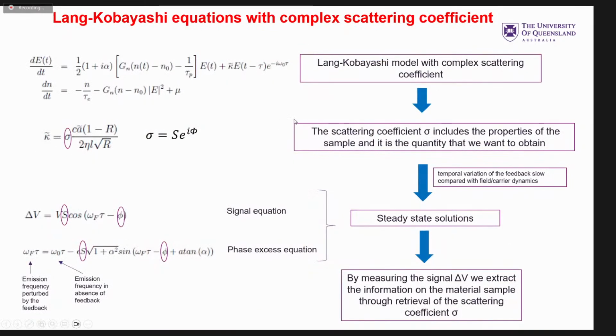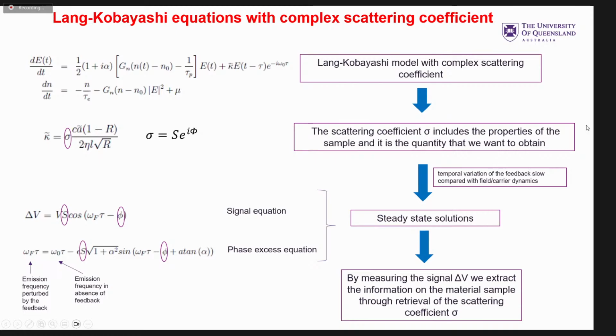The mathematical description of this configuration is done through the Lang-Kobayashi equations with a complex scattering coefficient. In the coupling term appearing multiplied by the delayed field in the equation for the electric field, we have this factor sigma, which is a complex scattering coefficient with modulus S and phase phi. This scattering coefficient sigma includes the properties of the sample, as we will see in the next slide. It is the quantity that we want to preliminarily determine in order to obtain the dielectric permittivity.